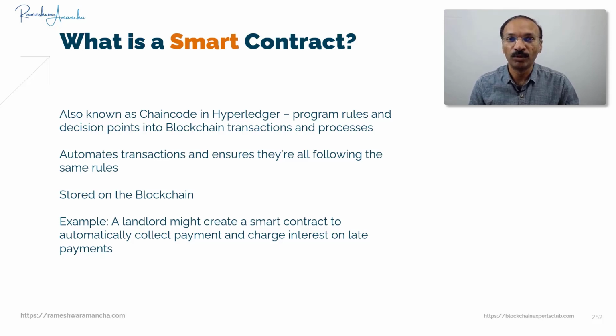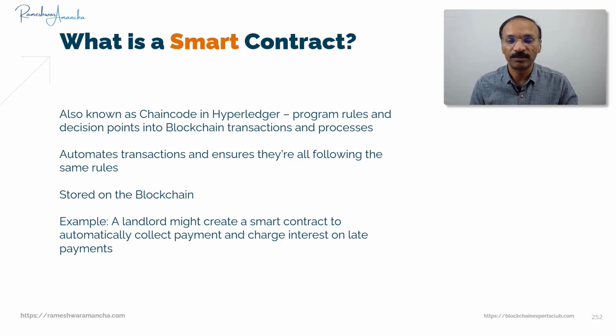Smart contracts, in the simplest way I can explain, are basically a set of programmatic rules or decision points which will work on the transactions or the process of that particular block. Smart contracts make sure of automation of transactions, and they ensure they follow the rules written in that smart contract. Typically all the smart contracts or chain code are stored in the blockchain itself. So smart contracts are not running on your browser or on a server. They are stored in the blockchain itself, and they ensure that all the rules or regulations written in that smart contract are executed in the blockchain itself.